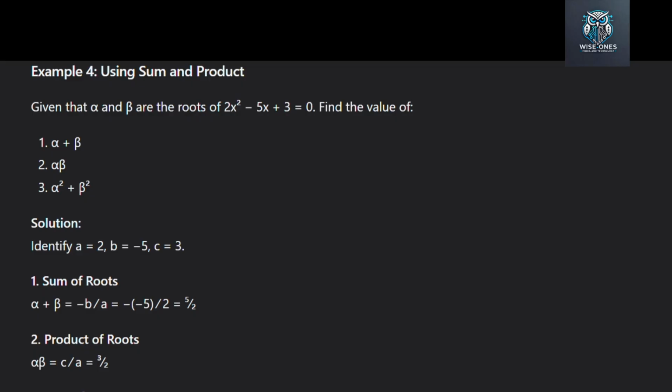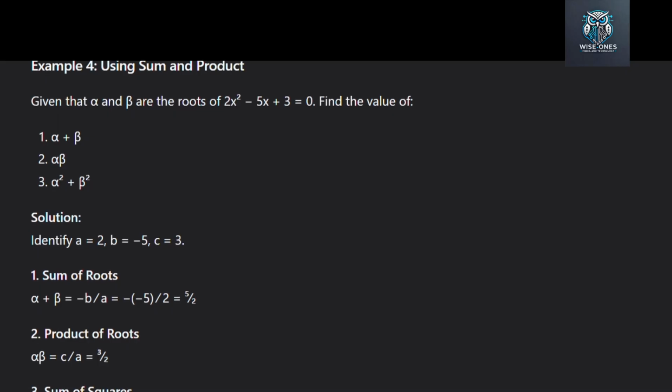Solution. First, identify a, b, and c. a is 2, b is negative 5, c is 3. 1. Sum of roots. Alpha plus beta equals negative b divided by a. Negative b is negative of negative 5, which is positive 5. a is 2. So alpha plus beta equals 5/2.